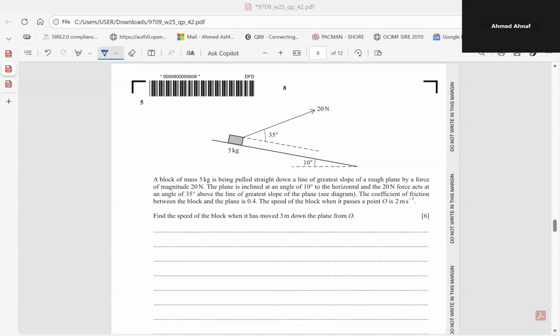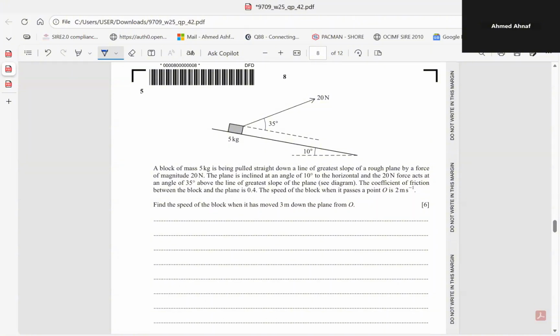Okay, so for this question, we're told that a block of mass 5 kg is being pulled straight down a line of greatest slope of a rough plane. So rough plane means that there's friction acting on the block by a force of magnitude 20 newtons. So yeah, this is the force that they're talking about. The plane is inclined at an angle of 10 degrees to horizontal, and the 20 Newton force acts at an angle of 35 degrees above the line of greatest slope of the plane.